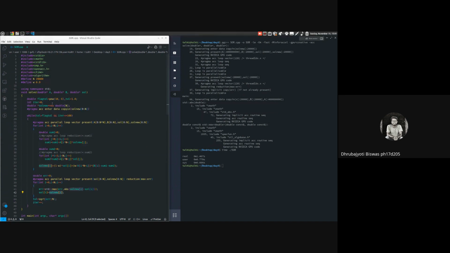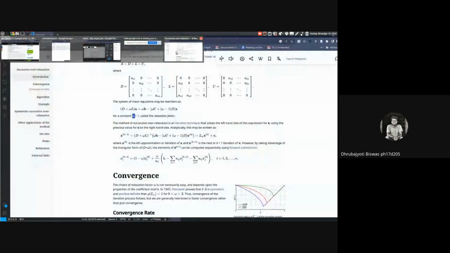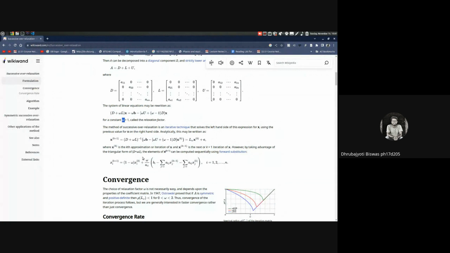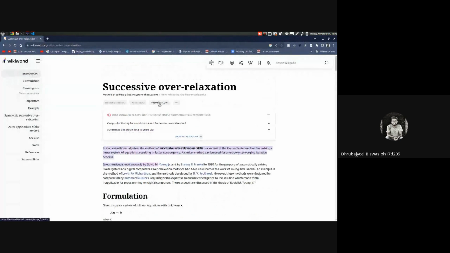And you see that actually doing the reduction, as I had just shown with successive over relaxation, doing these summations in parallel is actually leading to a bit of slowdown. So you have to be able to identify which things can be parallelized and actually play around with them. Put a reduction, put a parallel loop, see if you are getting a speedup, see if you are not getting a speedup, and things like that. In this way, this method can be used to solve a set of linear equations using successive over relaxation.